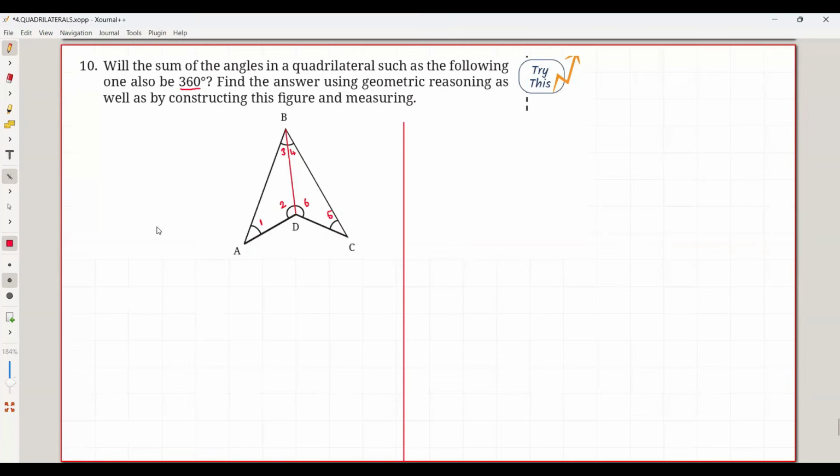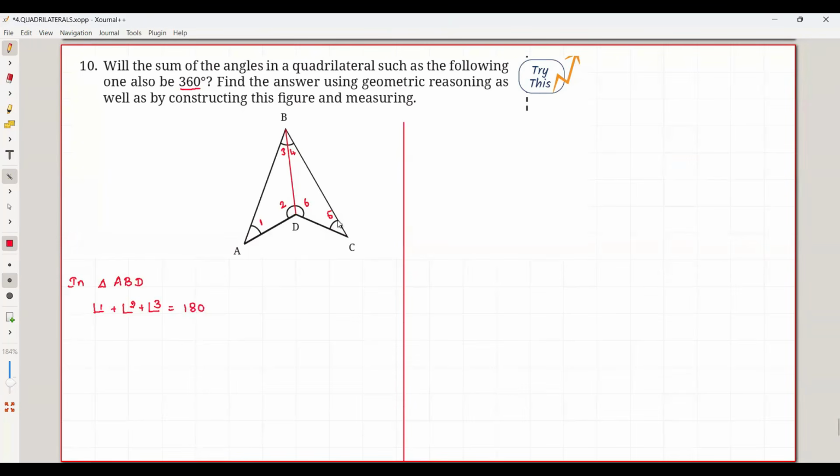Okay. So we are just going to use the angle sum property. In triangle ABD, use the angle sum property. Angle 1 plus angle 2 plus angle 3 is equal to 180 degrees. Okay, this is 180 degrees.